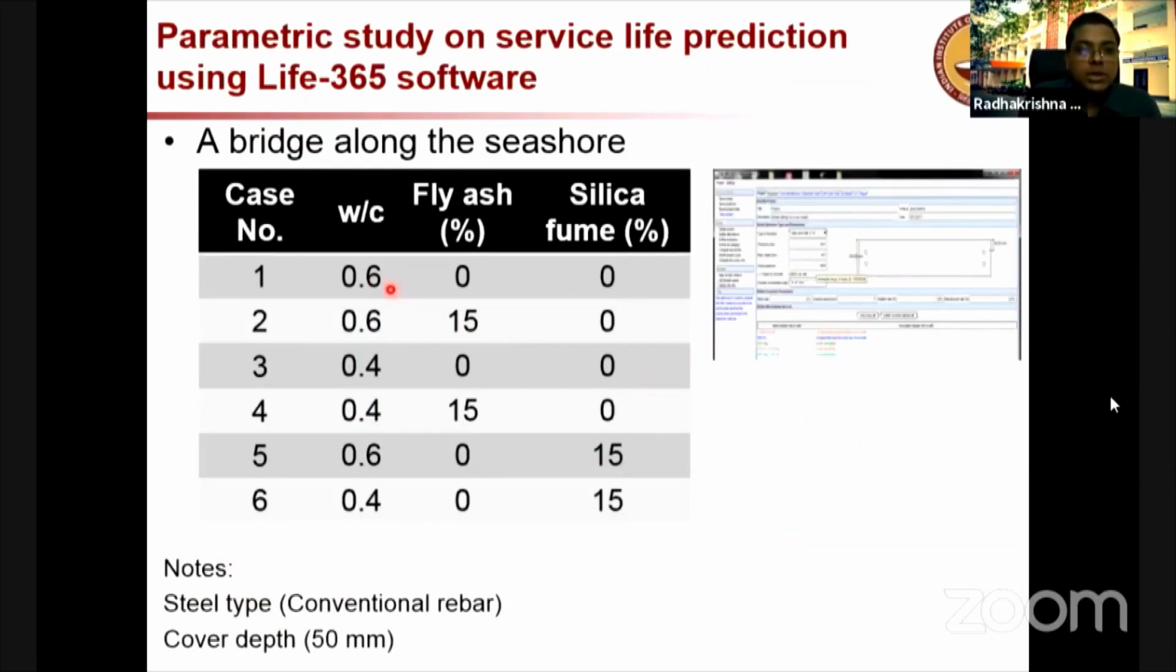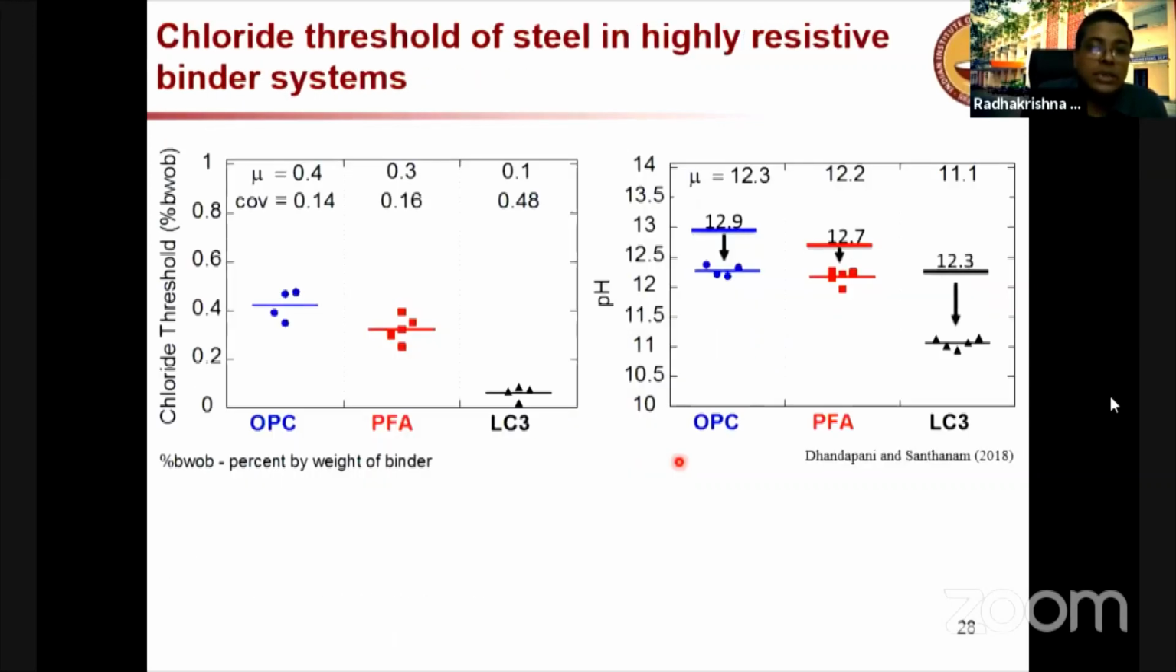See the effect of water cement ratio. If you look at row 1 and row 4, with the water cement ratio reduced from 0.6 to 0.4, the service life can be significantly increased from 60 to 80 years. So that's the outcome. You can significantly increase the service life.